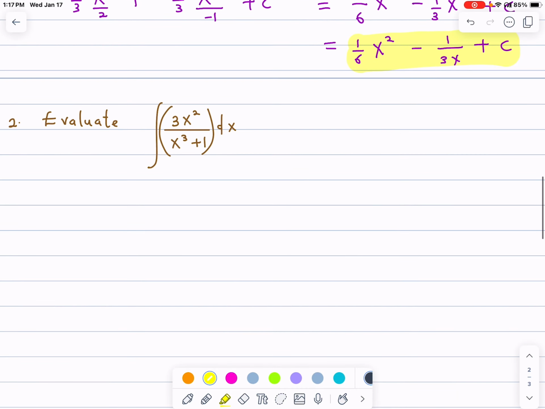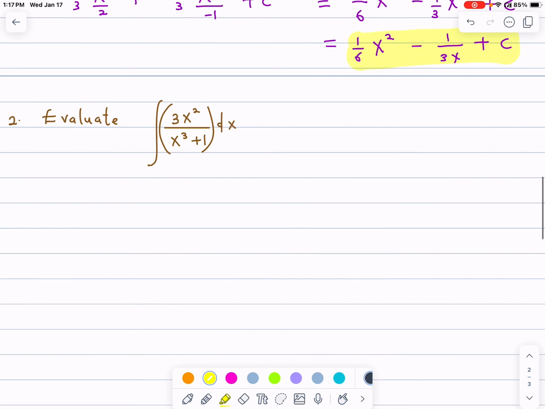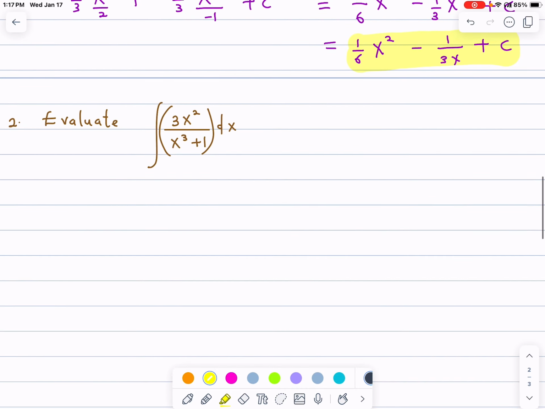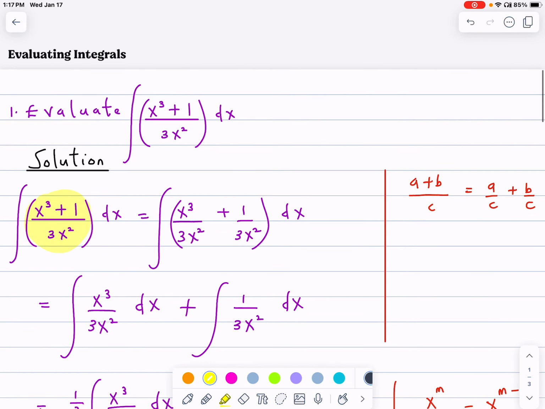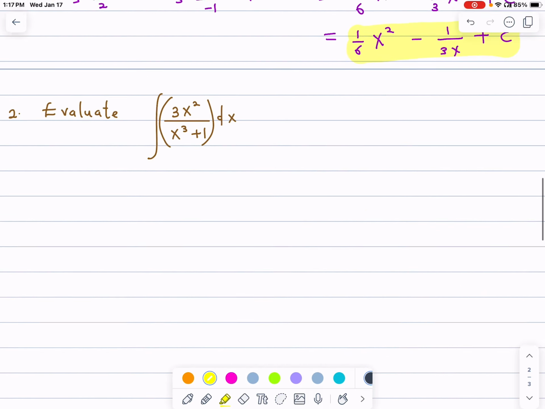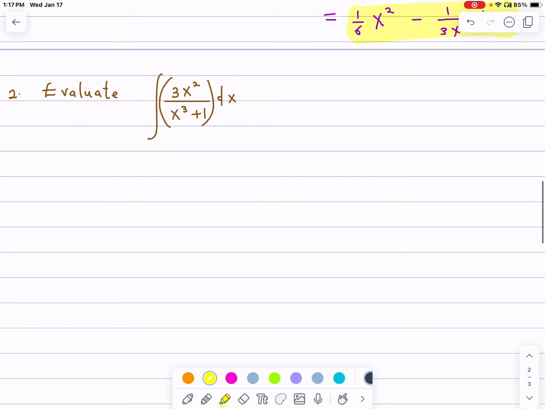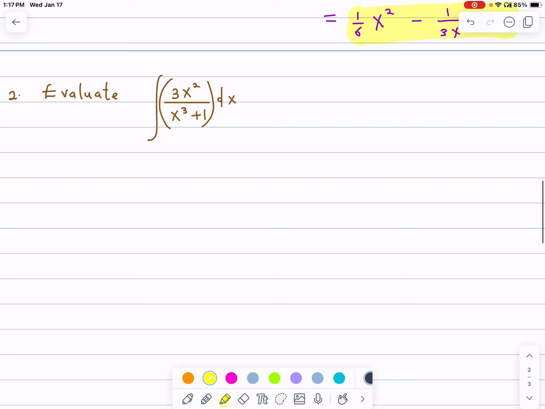Okay, so now let's look at this other problem. Let's take a look at the first problem. The first problem is the integral of x cubed plus 1 divided by 3x squared. Now this problem is the integral of 3x squared divided by x cubed plus 1. The question is, are we going to apply the same technique?